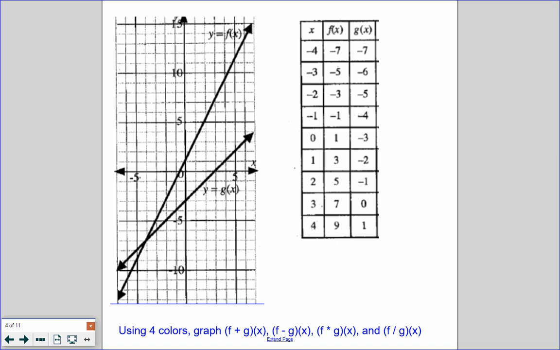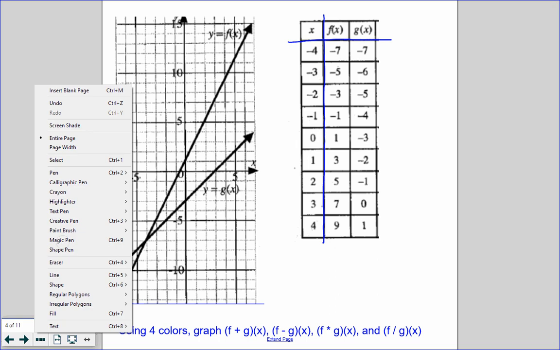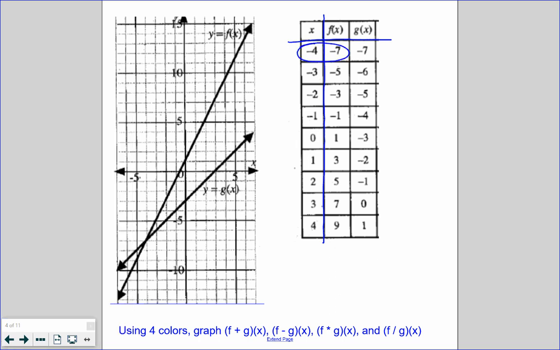Okay, so it says using four colors, graph f plus g of x, f minus g of x, f times g of x, and f divided by g of x. So off to the side here, we have our table. So it's a 3-column table. So just to begin with, those are your x coordinates. If I use erasable ink here just to show you, this is a point on x comma f of x. The matching point is x comma g of x. Okay, so on and so forth all the way down.